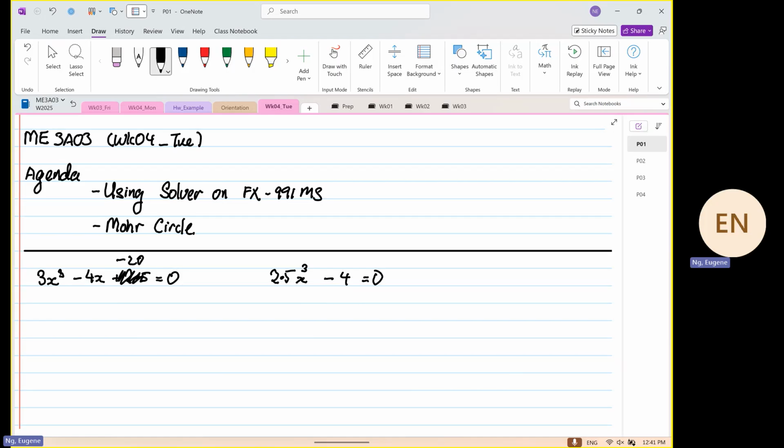So I'll do my 2.5 times by, I'm always doing this to myself, never rehearse and shooting myself in the foot. So we have what? 2.5 times by shift alpha, power of 3, minus 4, right? Shift alpha equal to 0. Then I press shift solve, shift solve.